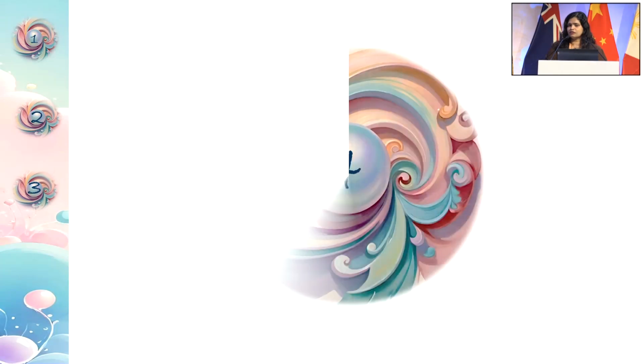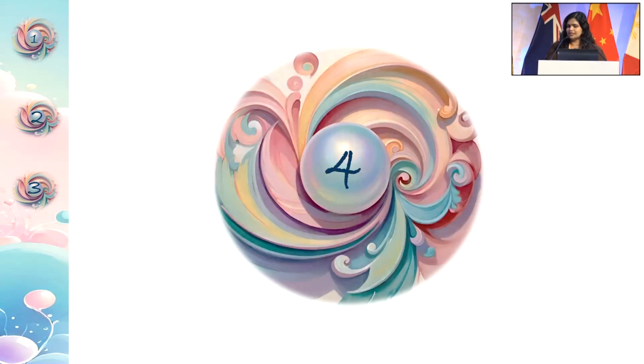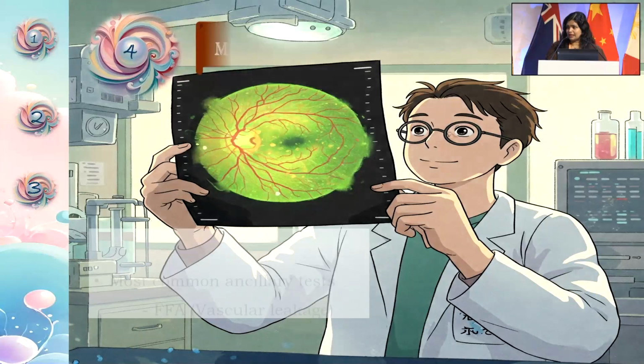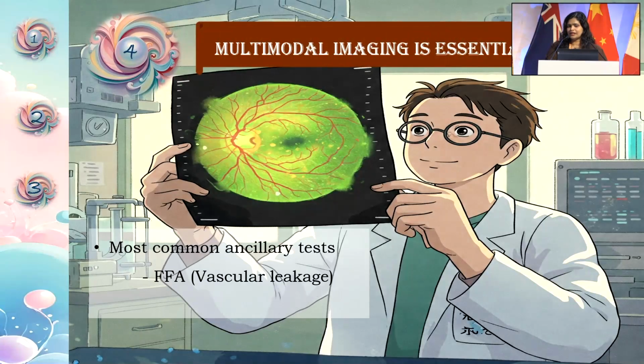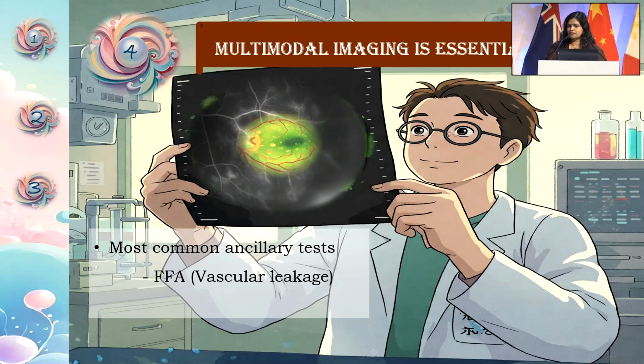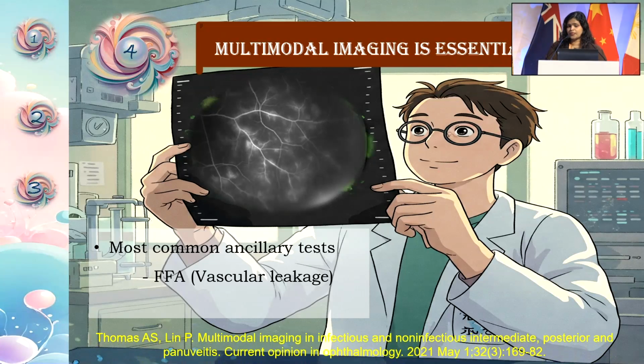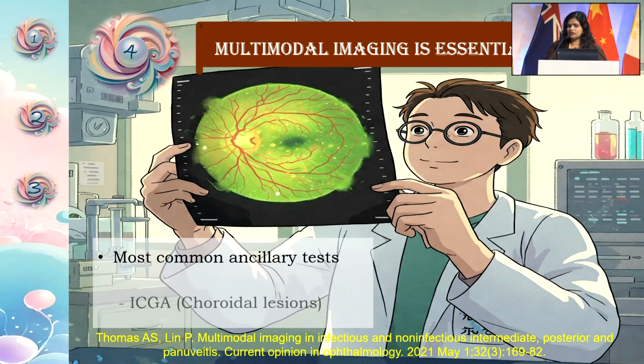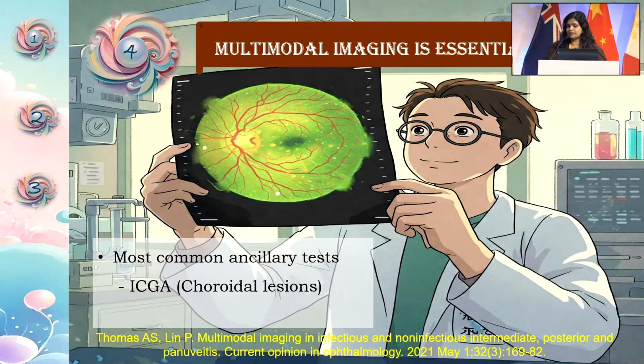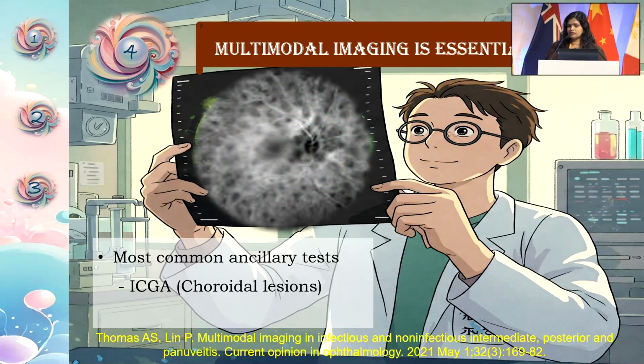Next most important is multimodal imaging, which is mandatory. First, most commonly done is fundus fluorescein angiography to look for vascular leakage, and this is not only for the diagnosis but also for the follow-up. Next will be ICG to look for the choroidal lesions. As seen in the picture, we have to look for the number. This is also for the follow-up, not just for the detection.